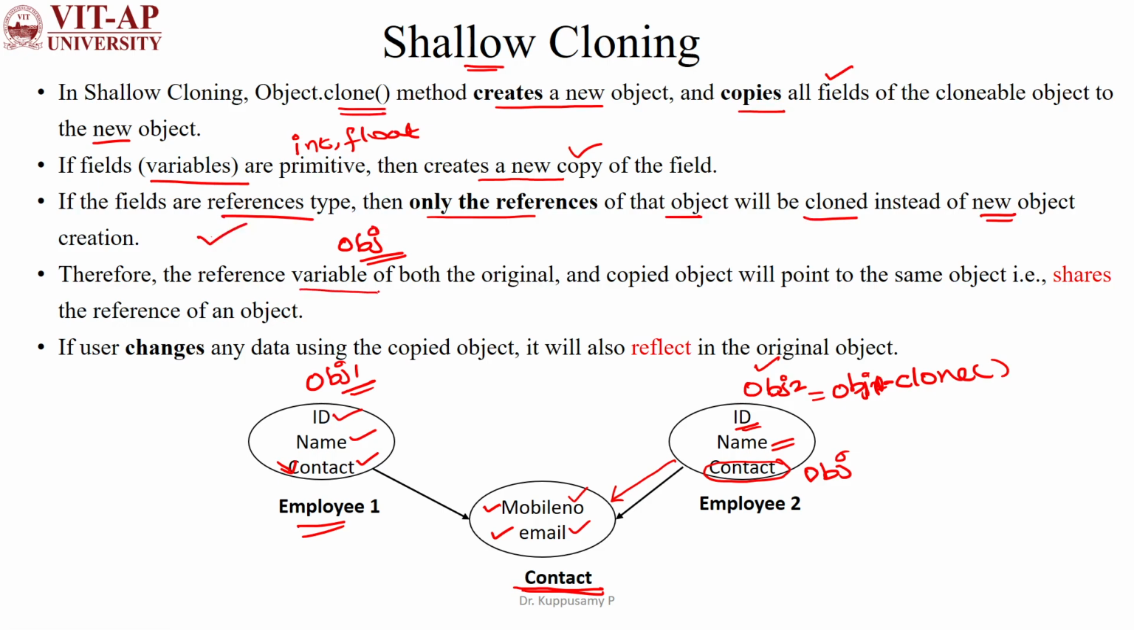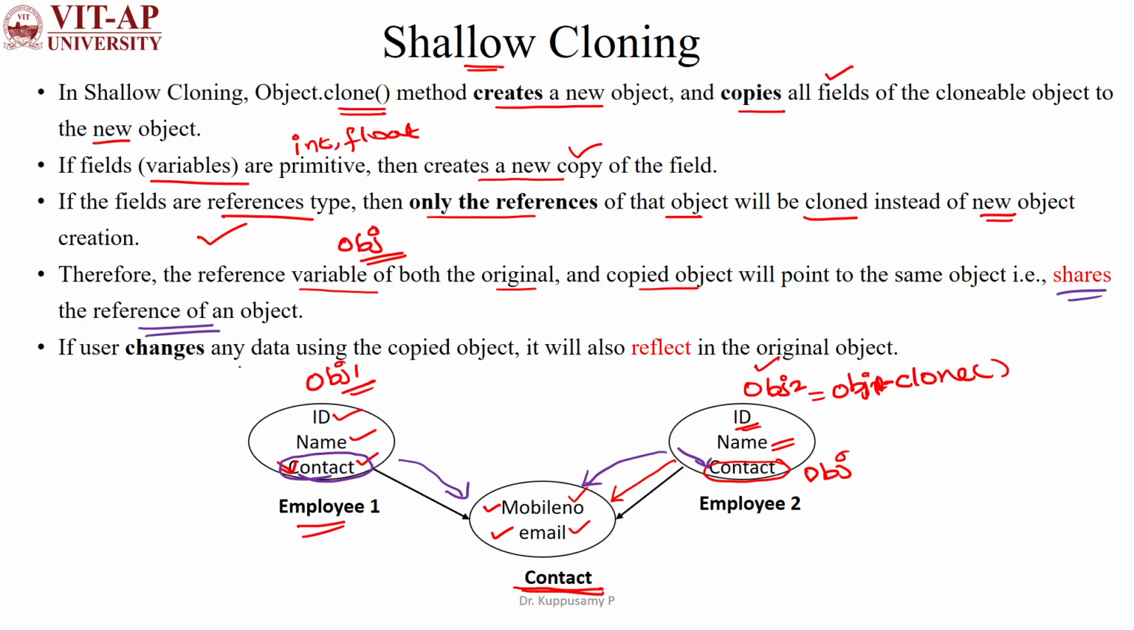Therefore, the reference variables of both the original and copied objects will point to the same object. You see here contact, which has the reference over this object, and here also contact, which is also having the reference of the same object. So that's what we are sharing, the reference of an object.